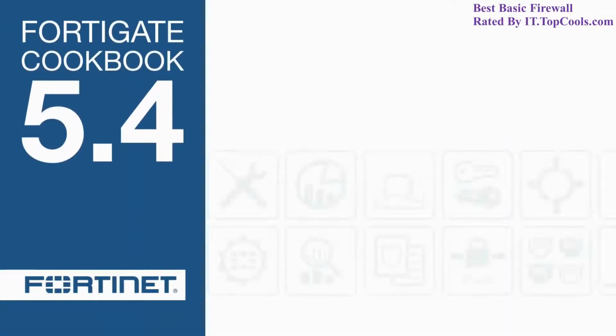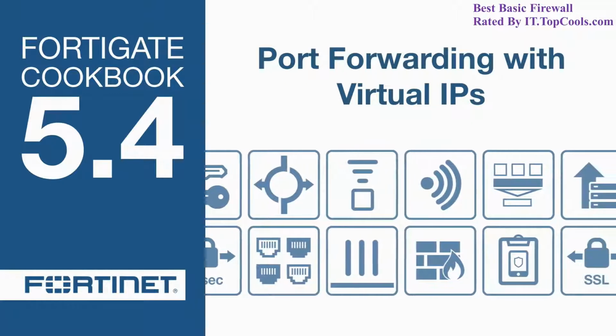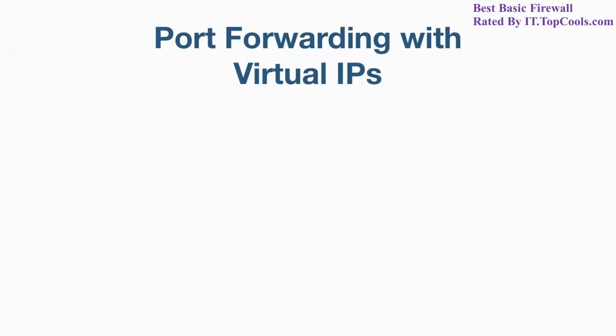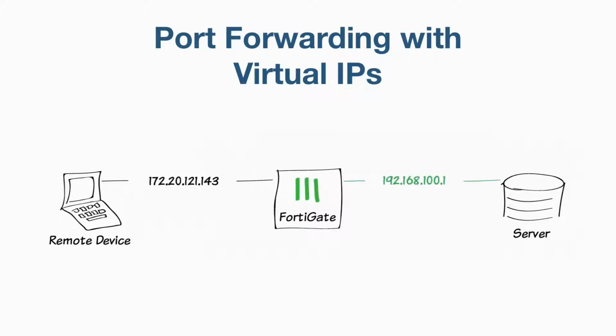In this video, you will use virtual IPs or VIPs to configure port forwarding on your FortiGate unit. This configuration will allow users on the internet to connect to a server protected by your FortiGate firewall, but only through ports that you choose and without knowing the server's internal IP address.